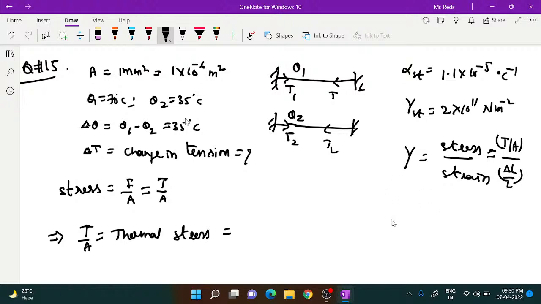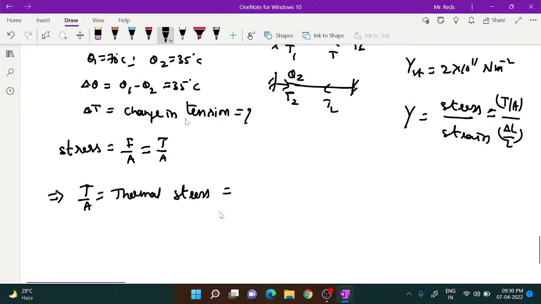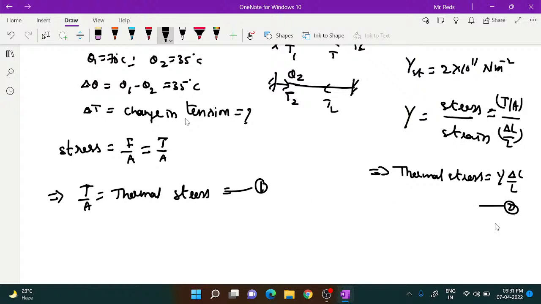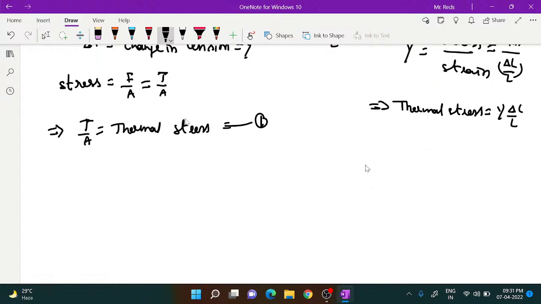But in this case, delta L by L, when temperature is increased, from this you can write the thermal stress. This implies thermal stress is equal to Y into strain, that is Y into delta L by L. Y into delta L by L is thermal stress. Are you following? Let us say this is equation 1, this is equation 2. Let us do one more step, then you can take equation 2.